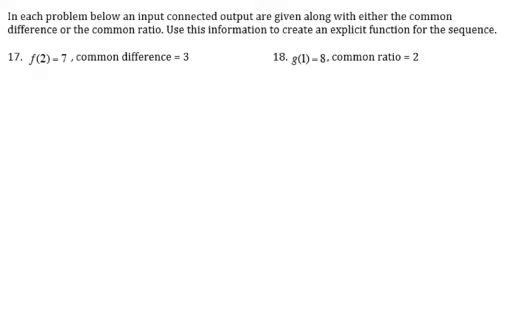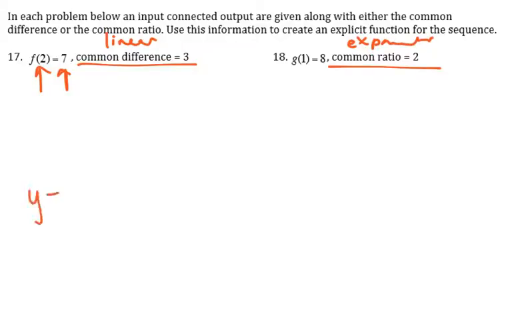Okay, the last couple problems, it says in each problem below an input and output are given. That's this, an input to an output, and then a common difference or common ratio. Difference, remember, that's going to be linear, arithmetic. Ratio, that's going to be exponential. For linear, we have y equals mx plus b. So we need the y-intercept, where it starts, and the slope.